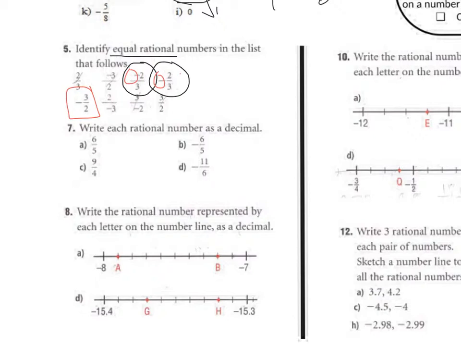Number 7, write each rational number as a decimal. The rule for converting any kind of fraction to a decimal is I just take the numerator and divide it by the denominator. So I'm going to go, right, which will be 1, which will give me 1. I'll bring down a 0, decimal 2. So 1.2 will be your answer. Careful with the negative signs, like for example b. Just bring the negative out in front. That's not going to really affect your number too much.